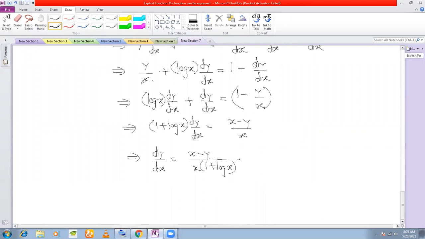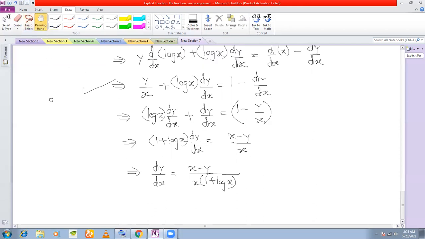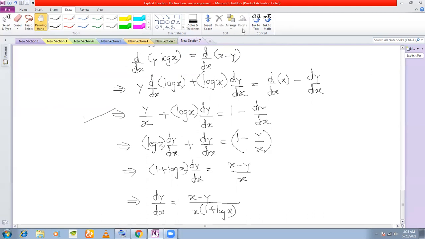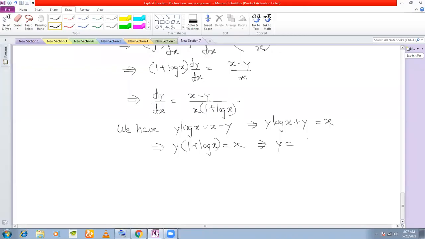From this step, if you see, y by x plus log x dy/dx is equal to 1 minus dy/dx. When I'm taking the dy/dx here, you get everything in terms of x as 1 plus x by 1 plus log x. Now the same thing, you put it here. So hence dy/dx is equal to x minus y.